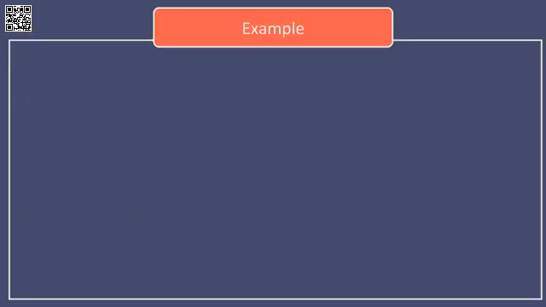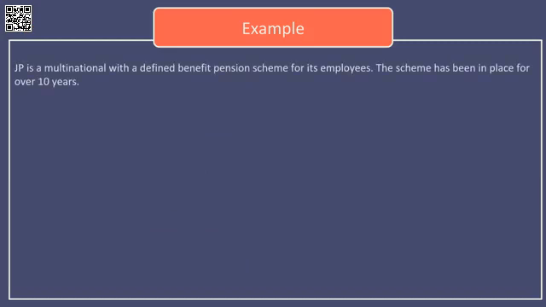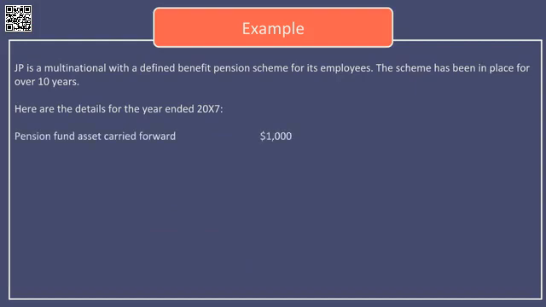There is a lot of new information here, so let's do an example. JP is a multinational with a defined benefit pension scheme for its employees. The scheme has been in place for over 10 years. Here are the details for the year ended 20x7. Pension fund asset carried forward $1,000.